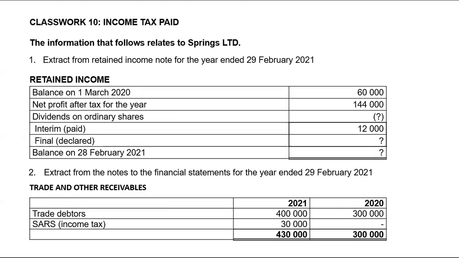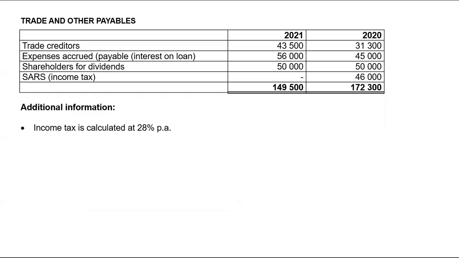Now, for this one, you will have your SARS income tax and trade and other receivables. Let me just check firstly. I am given profit after tax for the year, which is 144. That is profit after tax, and it's given in the retained income note. And then my SARS income tax for last year, it wasn't in trade and other receivables. Therefore, it must be in trade and other payables. And there it is, which is 46,000.